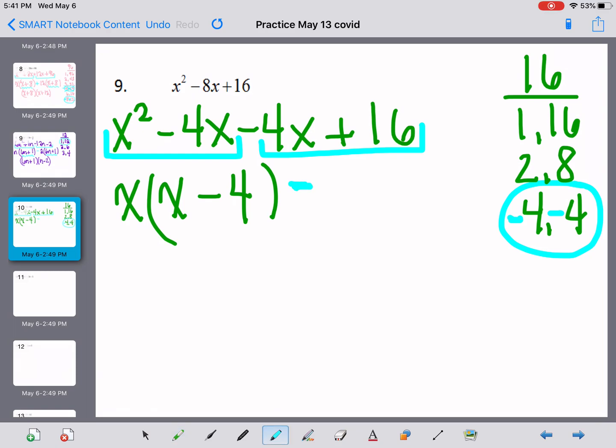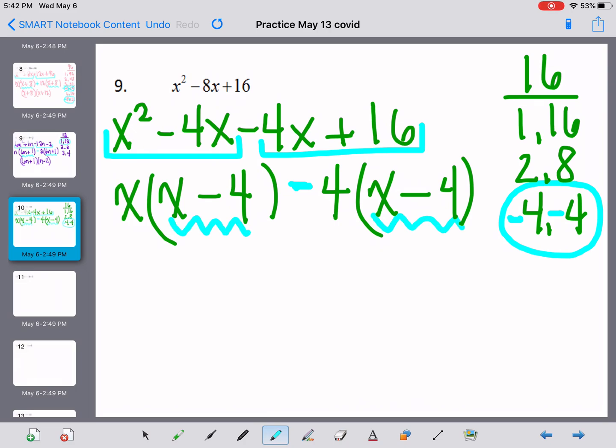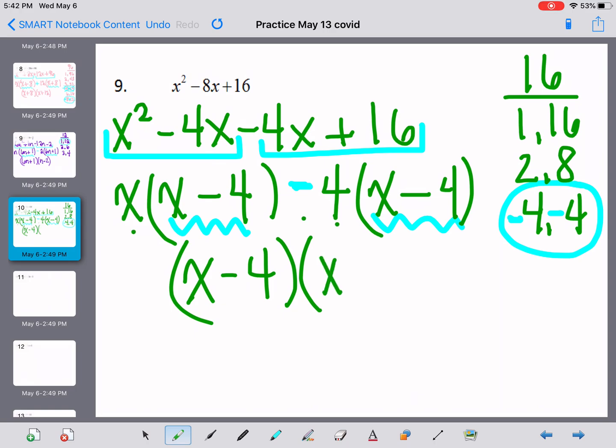Again, if you've been watching all of the videos, you know that that sign is really important. I say it over and over again. Our greatest common factor is a 4. Negative 4x divided by negative 4 is x. Positive 16 divided by negative 4 is negative 4. And what we end up with is what's the same in both parentheses, x minus 4. And then what's not the same is x minus 4.